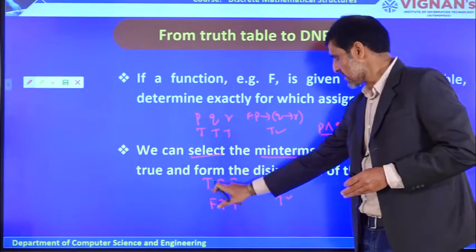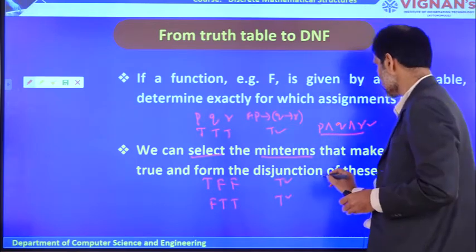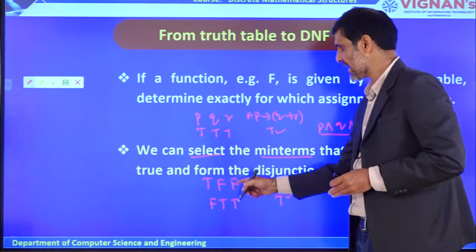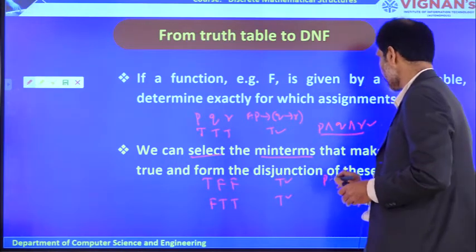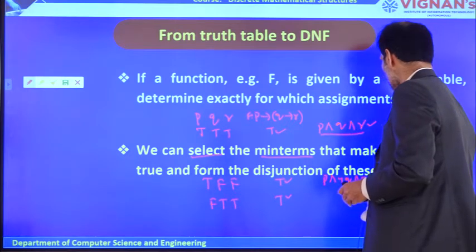Similarly, for this assignment also it is true. So what is the corresponding minterm? Since P is true, we can take just P, but Q is false and R is false. So we can write it as P and negation of Q and negation of R.